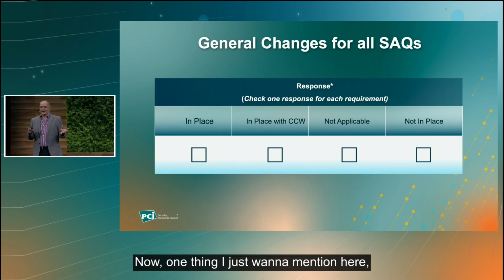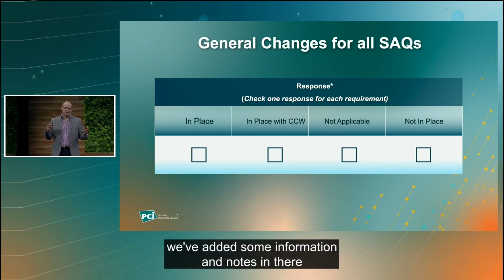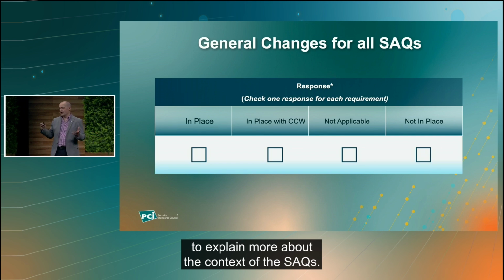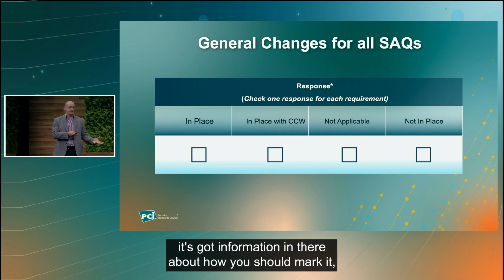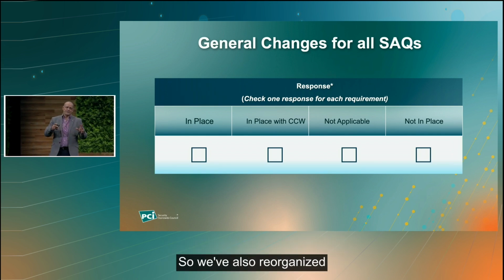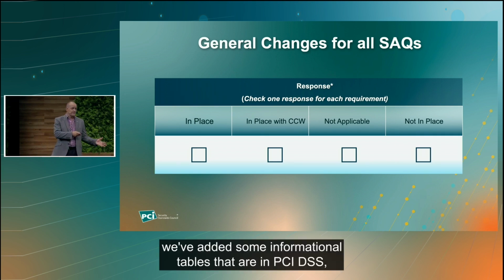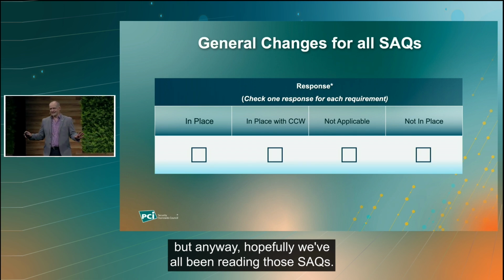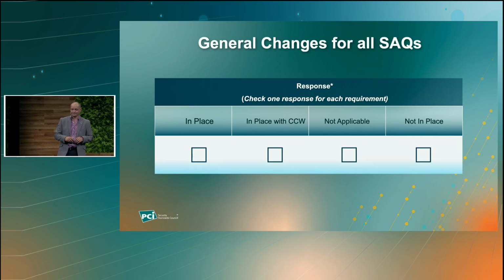One thing I want to mention is that in some of those SAQs we've added information and notes to explain more about the context. For example, if you might have paper storage, there's information about how you should mark it as not applicable if you don't use paper. We've also reorganized and changed quite a lot of the sections, added more guidance, and added some informational tables that are in PCI DSS. Hopefully you've all been reading those SAQs. We're going to start off with SAQ A.